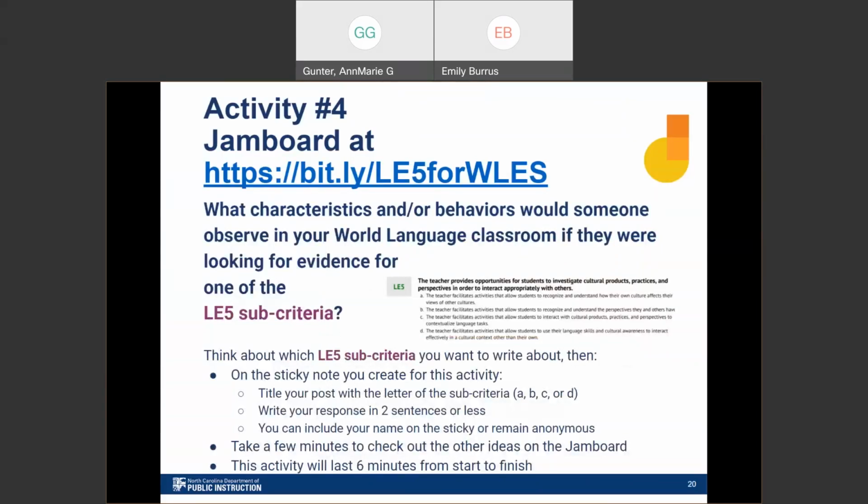So here are our directions. I'm going to go ahead and put the links to the Jamboard in our chat box. You can go right out there. When you do get out there, you'll see that Emily has already posted at least one sticky for us. I don't know if anyone else has had a chance to yet, but you can go directly to our LE5 characteristics and behaviors Jamboard. I'll also post the bit.ly link so that you can get to it that way.